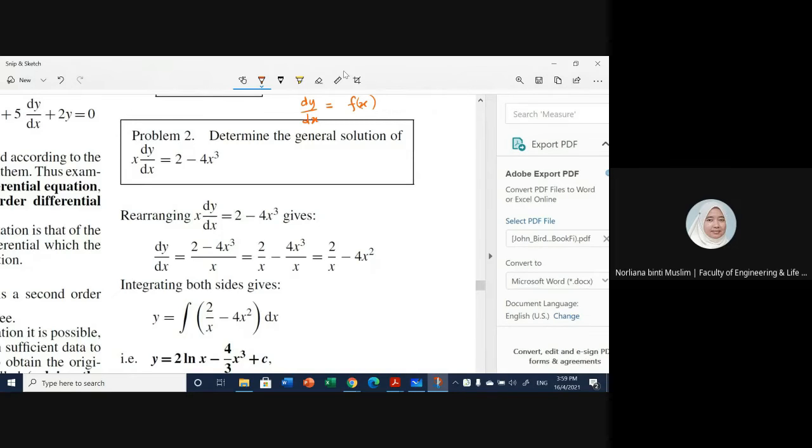Answer yes or no. In problem 2, determine the general solution. We have this ODE. Okay, so my question is, is the given ODE in this form? So please answer my question. Yes or no? No. No, madam.